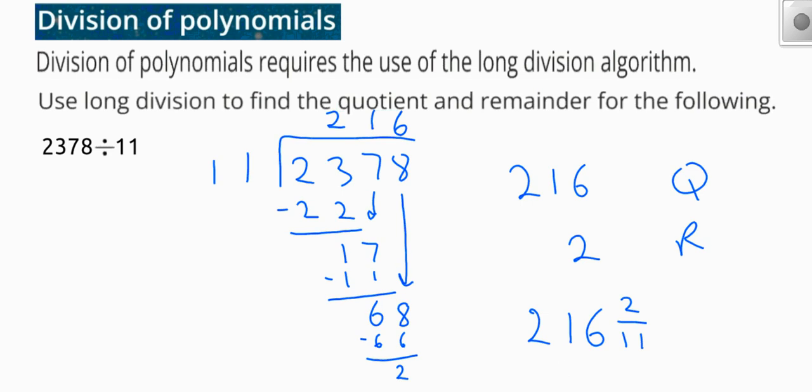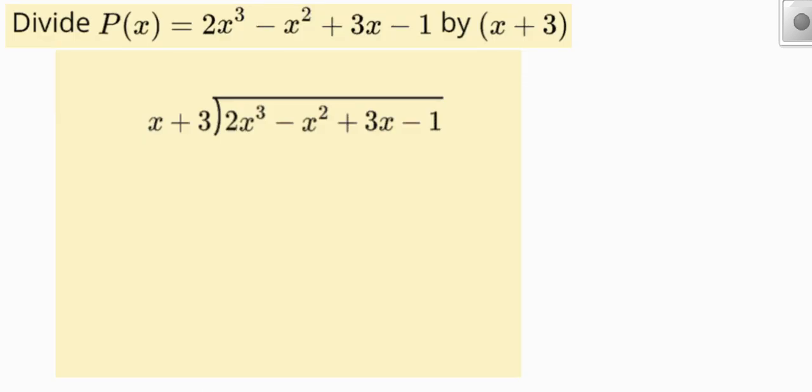Right, so if we then apply that strategy to division with polynomials, I've got x plus 3 into 2x cubed, etc. It is important if your polynomial here has a missing place value. Suppose there was no x squared, you'd have to write a 0x squared in here. The place value will be important. Right, so x plus 3 into 2x cubed, etc.